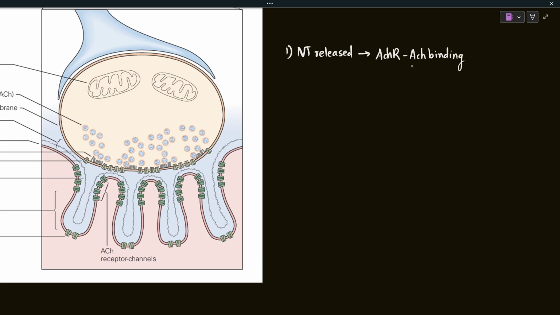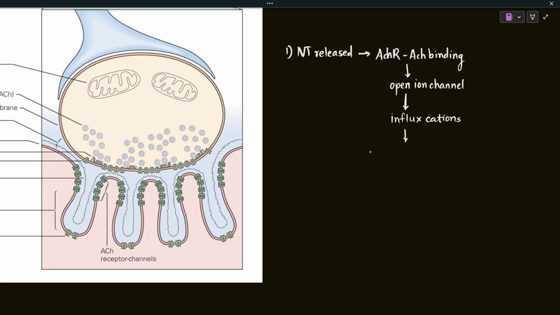Once acetylcholine binds to the receptor, it opens the ion channel, meaning the pore formed by the acetylcholine receptor itself. This opening causes an influx of cations. The acetylcholine receptor ion channel is not selective for a particular cation, but it only allows the influx of cations. It won't let any anion pass through.